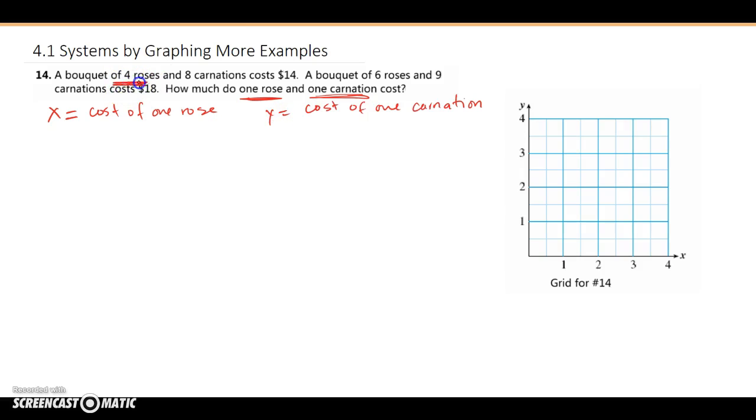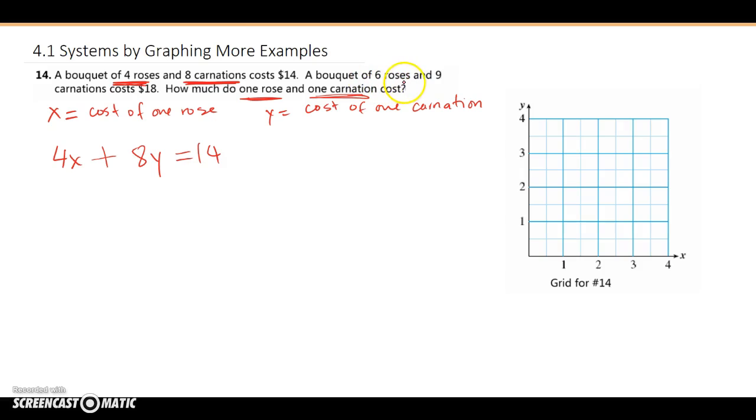So 4 roses will cost me 4 times the cost of 1, 4 times x. And 8 carnations will cost me 8 times the cost of 1 of them. So if I had 2 of them, I would multiply by 2, 3 of them by 3, and so forth. So 8 carnations cost me 8y. And apparently together, this and this cost 14. So I'm going to add them and equal it to 14.